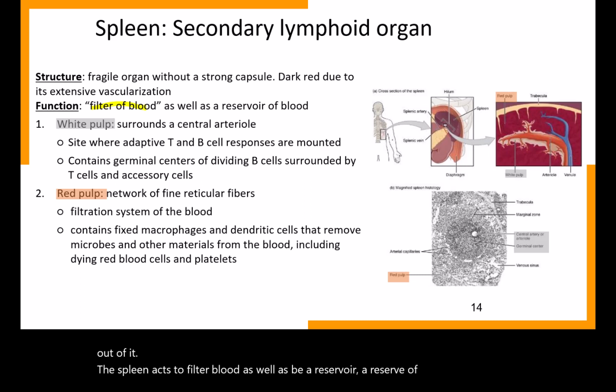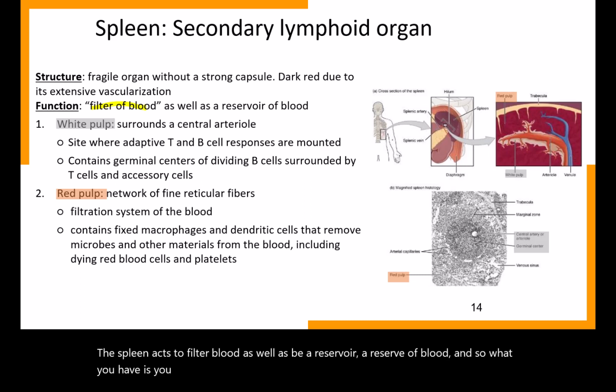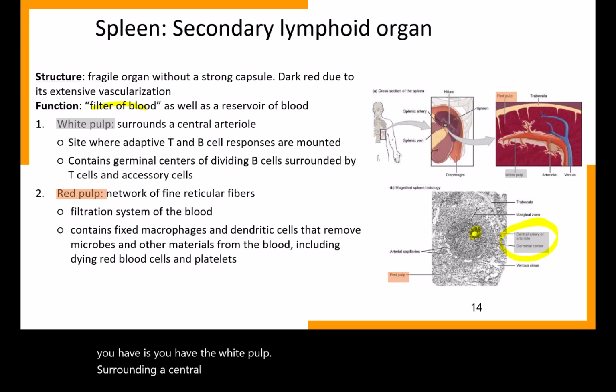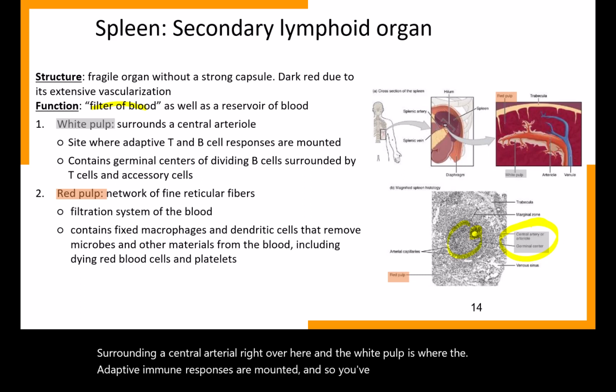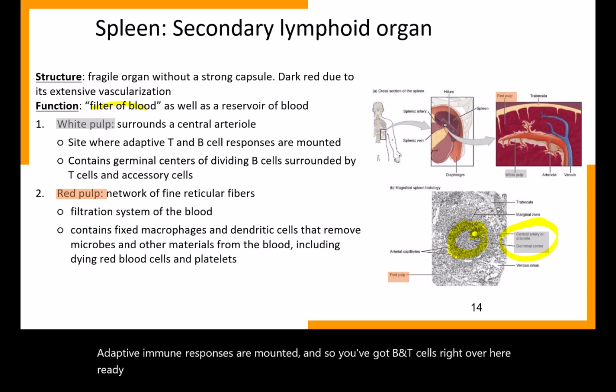And so you have the white pulp surrounding a central arteriole right over here. The white pulp is where the adaptive immune responses are mounted. You've got B and T cells right over here, ready to encounter any pathogen to mount the adaptive immune response. The red pulp is found on the outside and it filters blood.